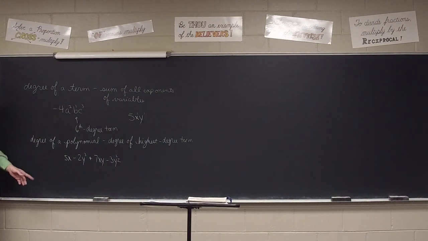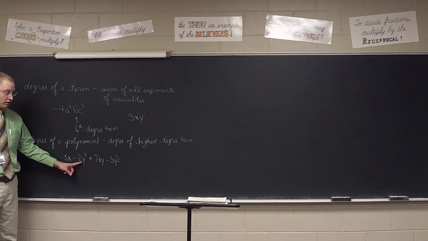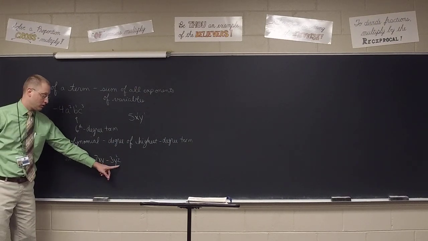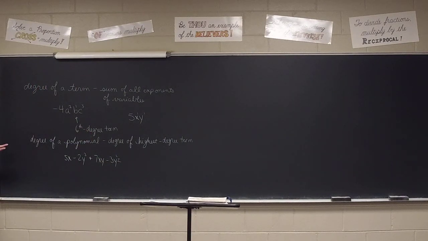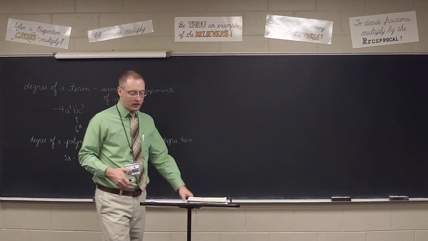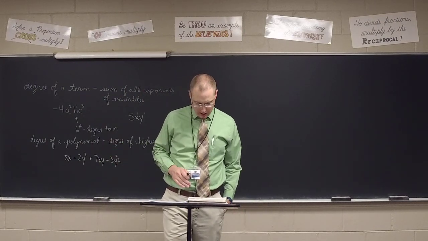We look through the terms. What's the degree of this term, class? 1. This one? 3. 2. 3. Yeah, 3. All right, so there's a tie, right? There's two terms that both have a 3rd degree, but what's the highest degree present? 3rd. So what's the degree of the polynomial? 3rd degree. It's a 3rd degree polynomial. Does that make sense? All right, so looking there at the degree of a polynomial, pretty straightforward.